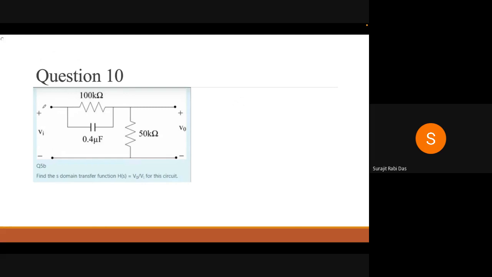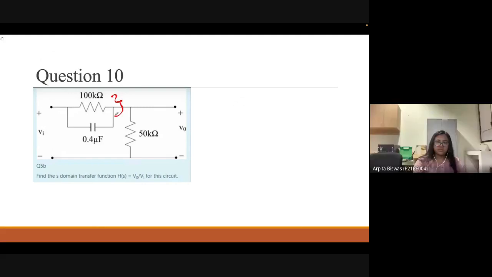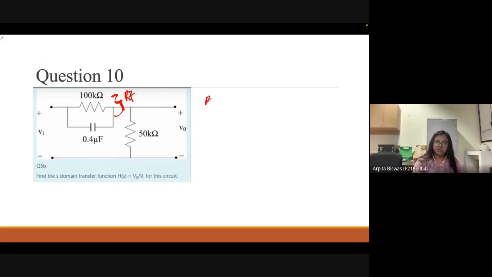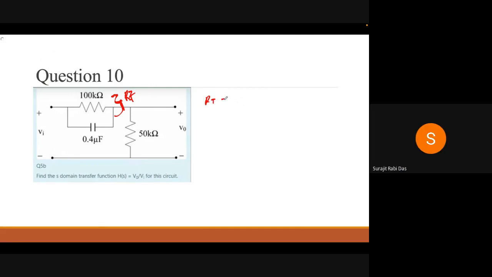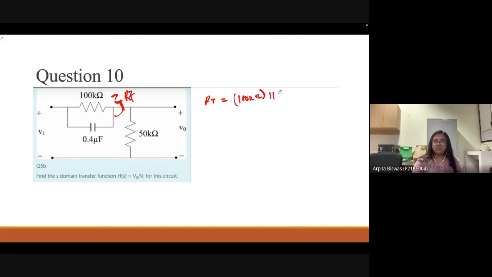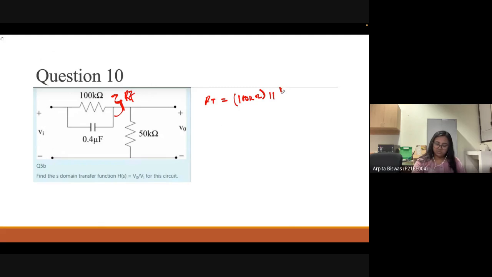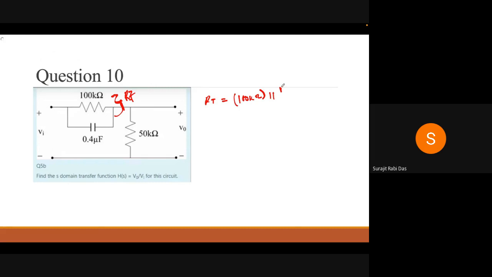Okay, let me solve the question. If you are taking the equivalent resistance RT, tell me what is the value of RT? 100 kilo ohm is in parallel with this capacitor. And how do we write this one? So, 1 upon sC.